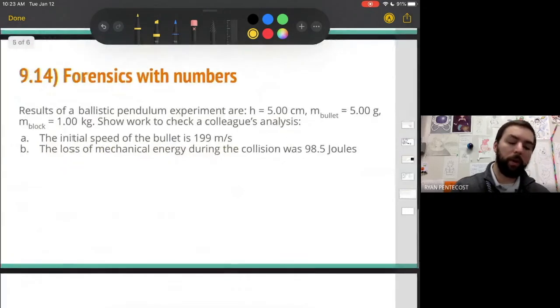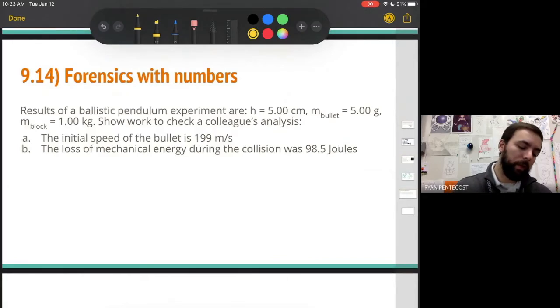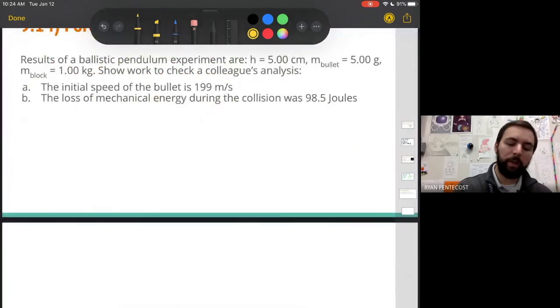Now for the next one, we're actually just going to plug in some numbers. Okay, the results of the ballistic pendulum experiment are that it swings up a height of 5 centimeters. Now remember, that's not the arc, that is the change in height specifically. So it's a change in height of 5 centimeters. Mass of the bullet is 5 grams. Mass of the block is 1 kilogram. Show work to check a colleague's analysis. Your colleague says that the initial speed of the bullet is 199 meters per second, and that there is a loss of mechanical energy during the collision of 98.5 joules.